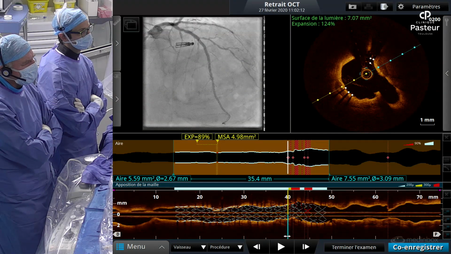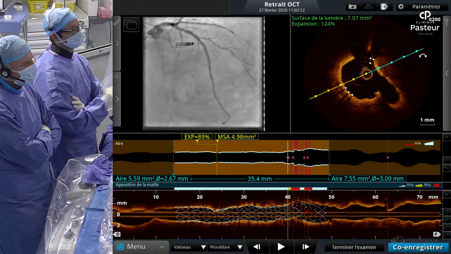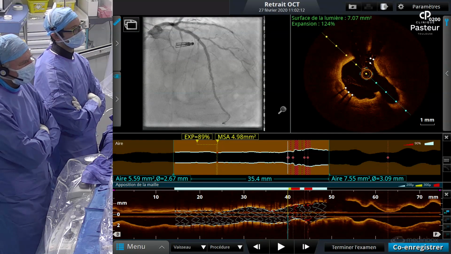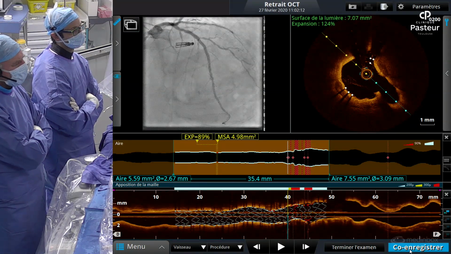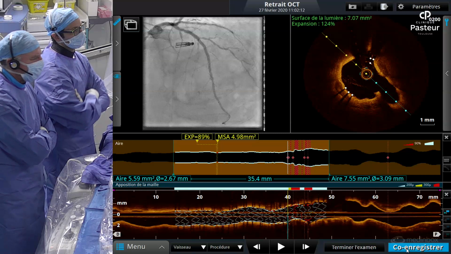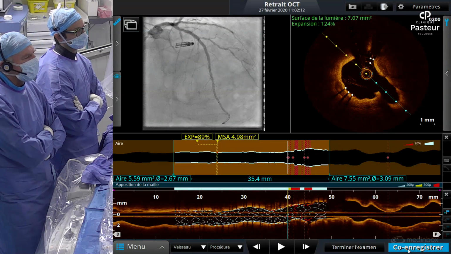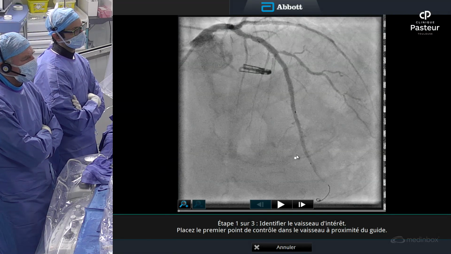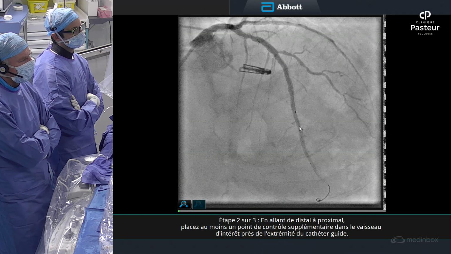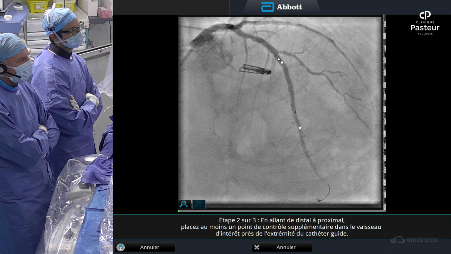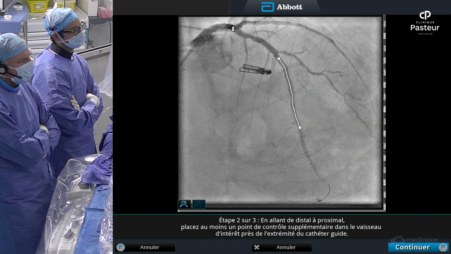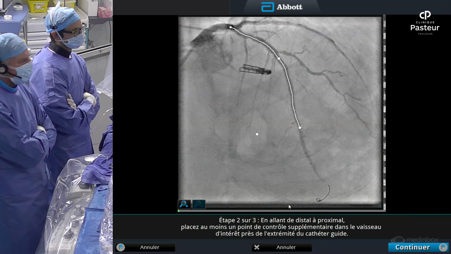Okay. Maybe here we have the core registration, so we can have this information. Maybe we can show the core registration, please. Yes. It's a very nice image, and the fact that they dilated the ostium of the diagonal, you see that there are no struts on the ostium of the diagonal.